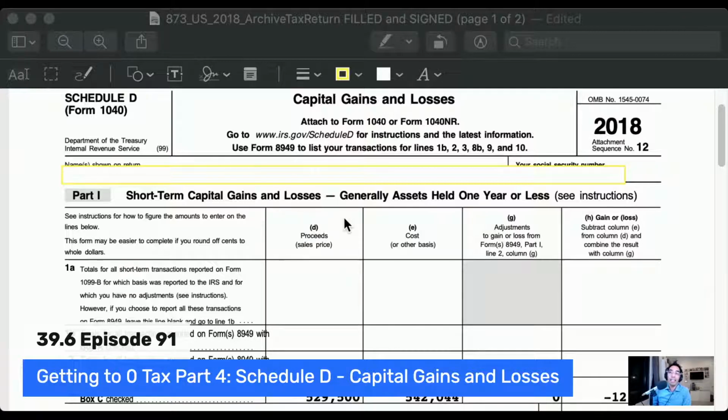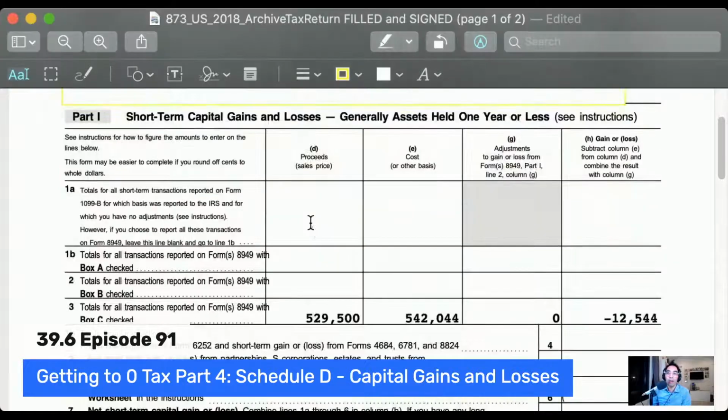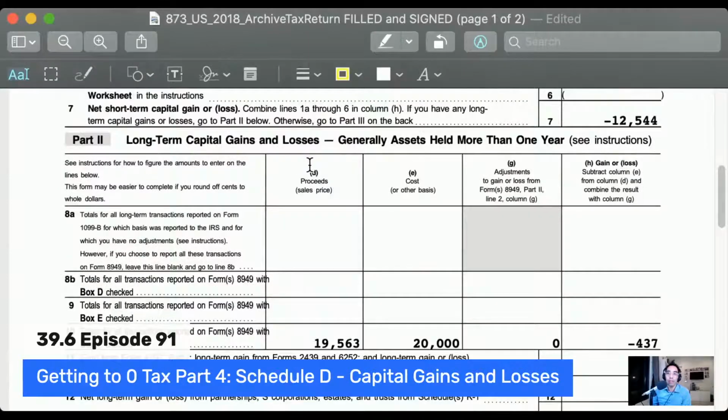Long-term capital gains are for items that you have held for more than a year. If you sell them for more than the original price, they are long-term capital gains and taxed at favorable tax rates. If you lose money on either a short-term or a long-term asset, that is considered a short-term capital loss or a long-term capital loss, based on how long that asset has been held. They separate the short-term capital gains and losses into Part 1, and in Part 2, they have long-term capital gains and losses.